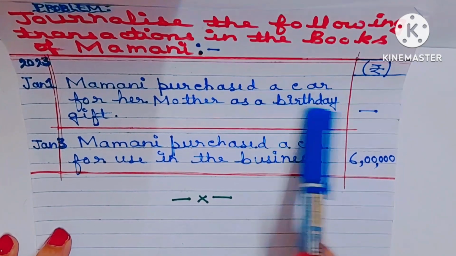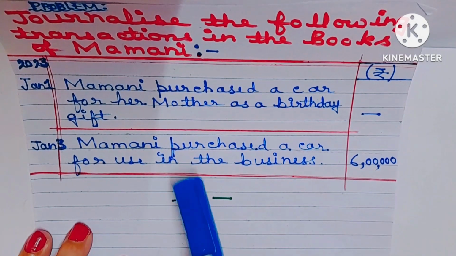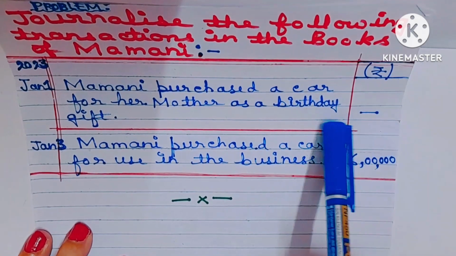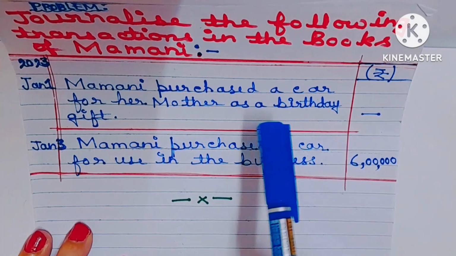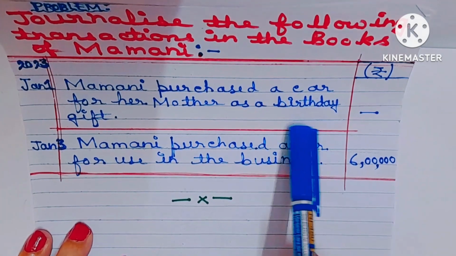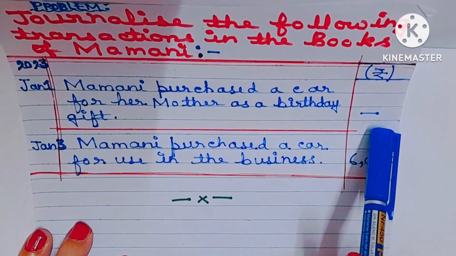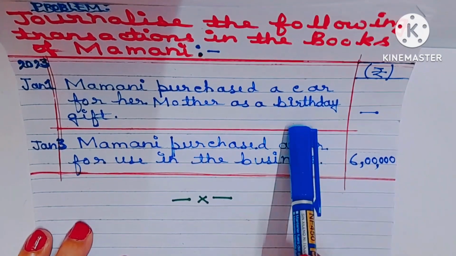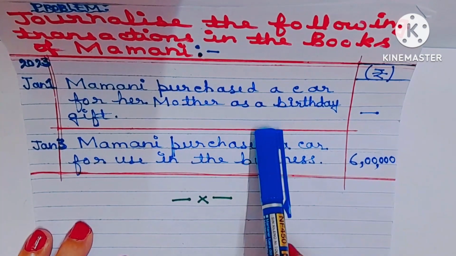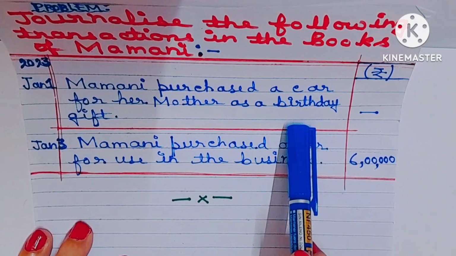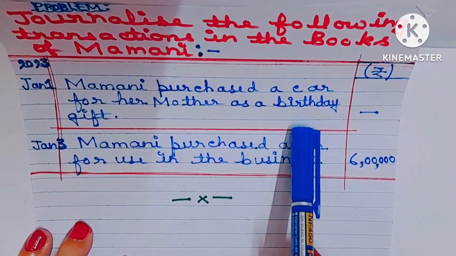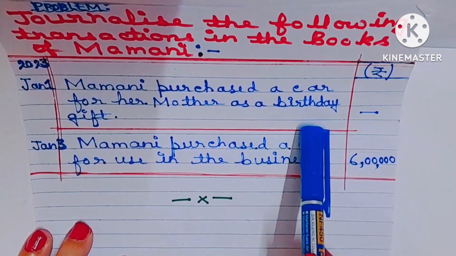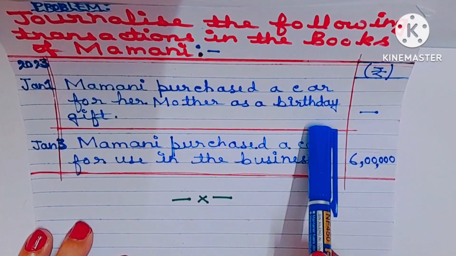See, can you measure this transaction? No, there is no money value attached. So this is just a social engagement. Since there is no money value attached, this is a non-economic event and non-economic events cannot be measured in terms of money. And in journal, we only record transactions or economic events which can be measured in terms of money.